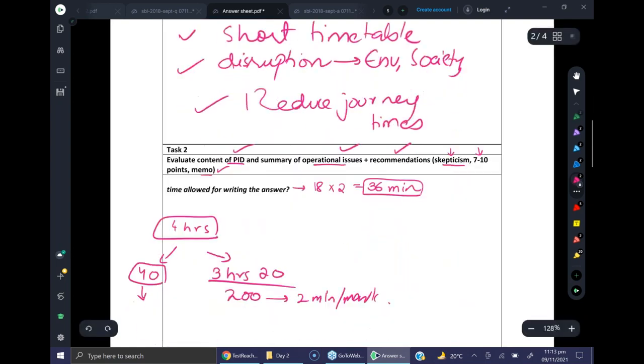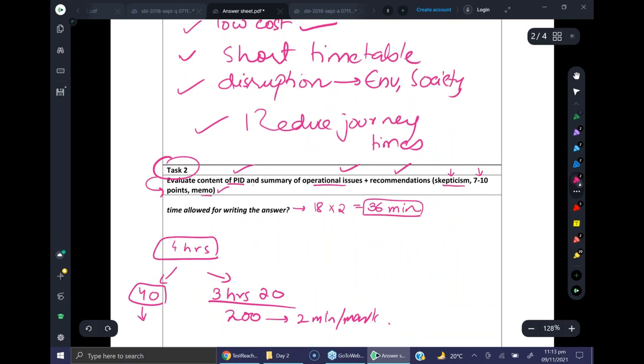I'm going to skip task 2 here because I think we discussed PID and summary of operational issues in a little detail. The rest you can figure out from the standard answer because this case study is more for learning rather than practice.